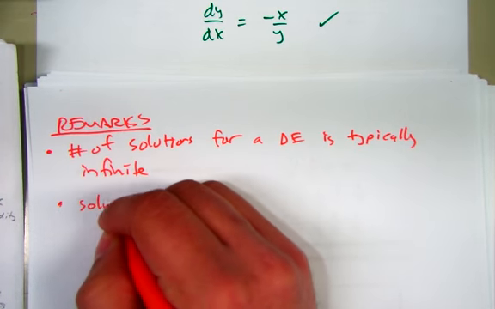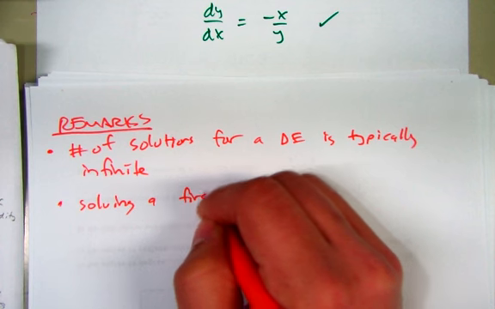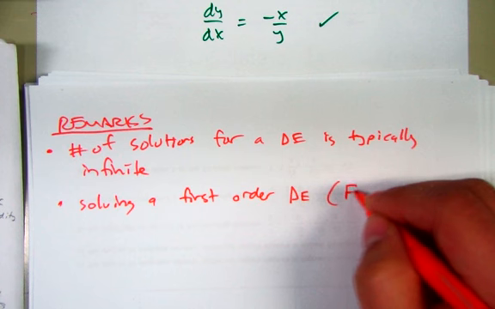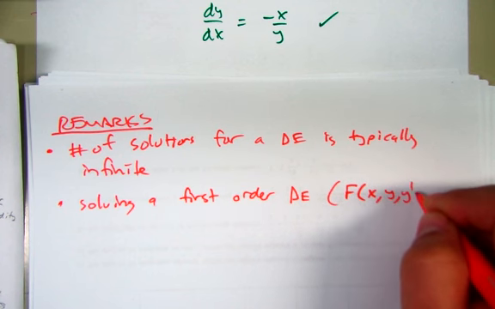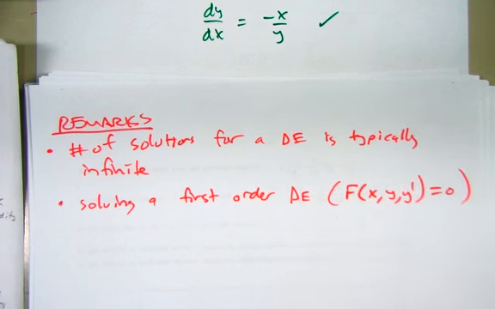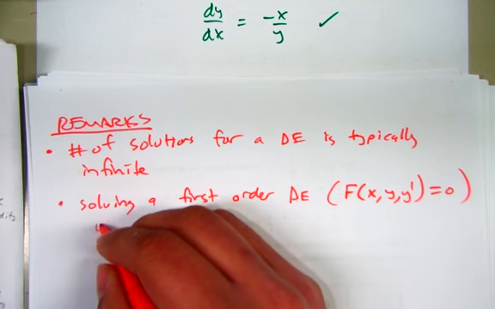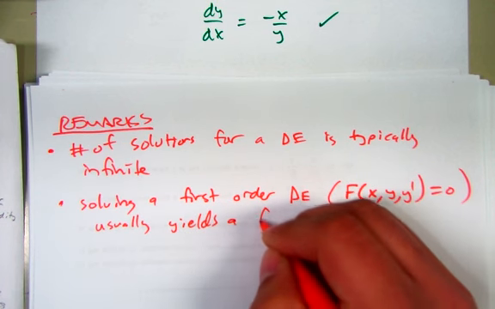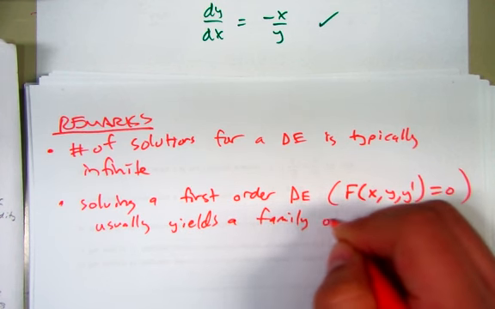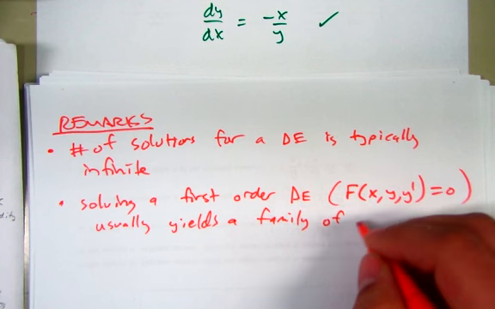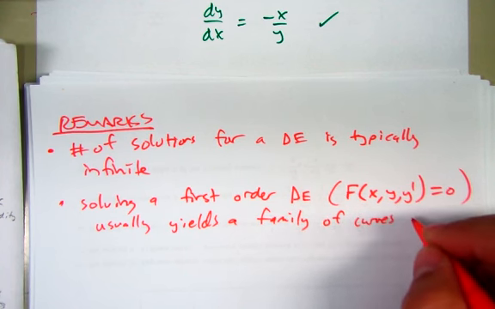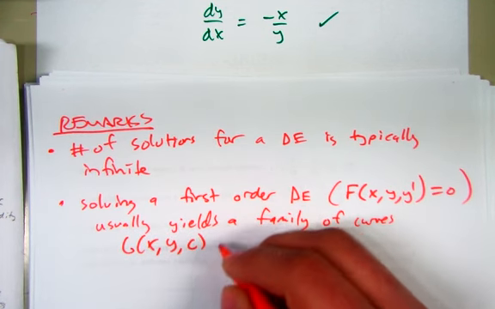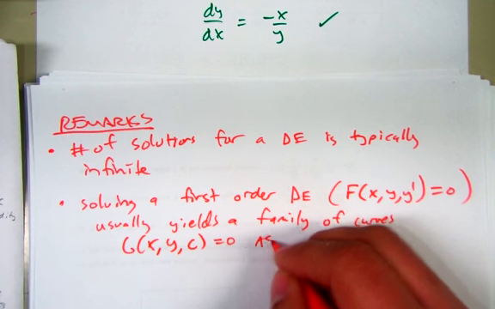Solving a first order differential equation, so we're talking about f of x, y, y prime equal to 0, usually yields a family of curves g of x, y, c equal to 0 as a solution.